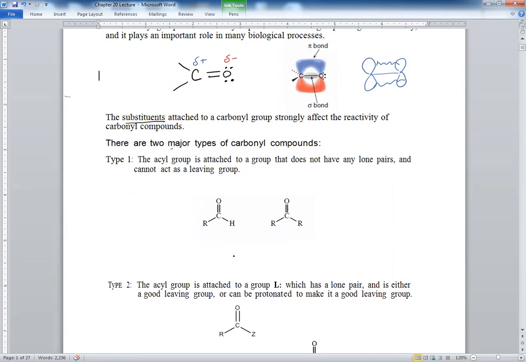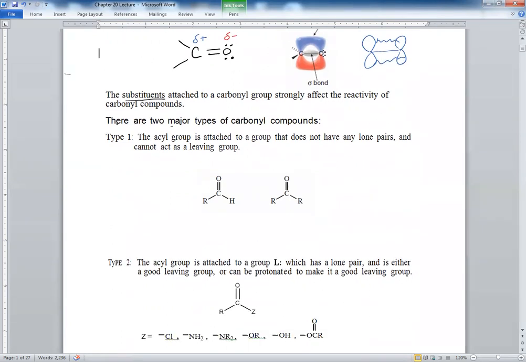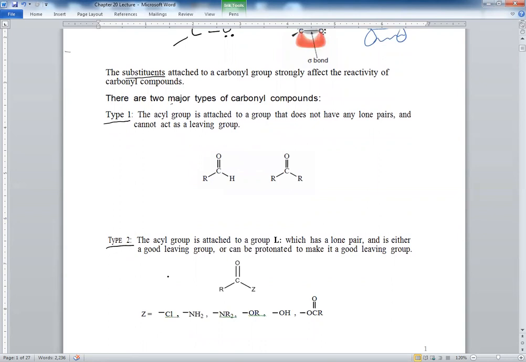So let's talk about the two major types of carbonyl compounds. This is very important before we begin. You have to keep in mind that we're talking about two types, type 1 and type 2. So you have to remember what type 1 is, and you have to remember what type 2 is. It is very, very important that you remember these patterns, because the reactions will be based on these functional groups. So you have an acyl group, which is this group right here.